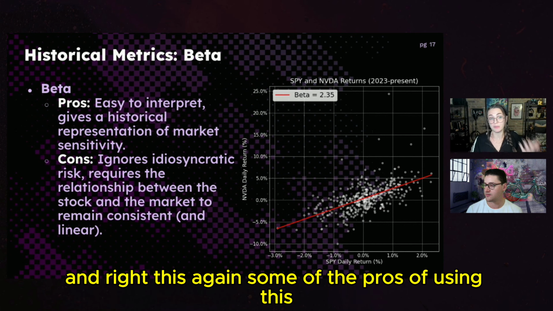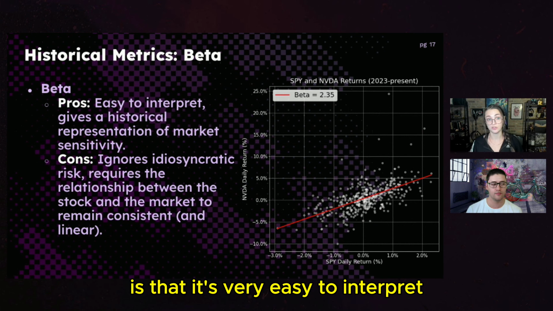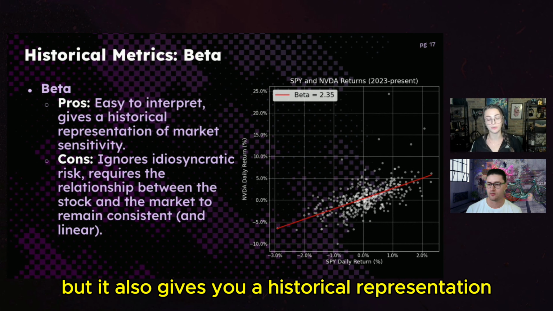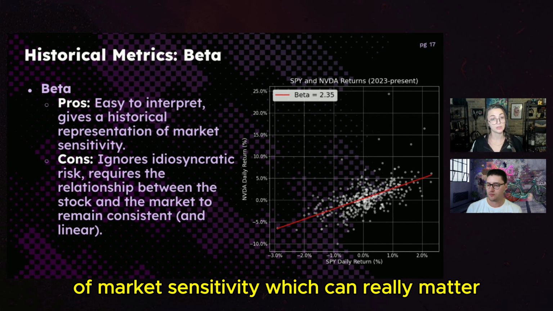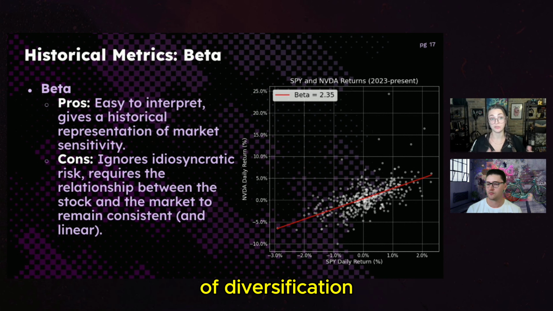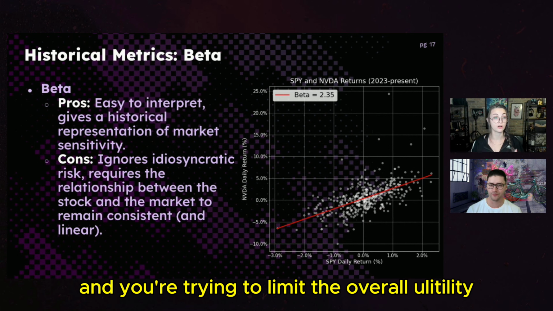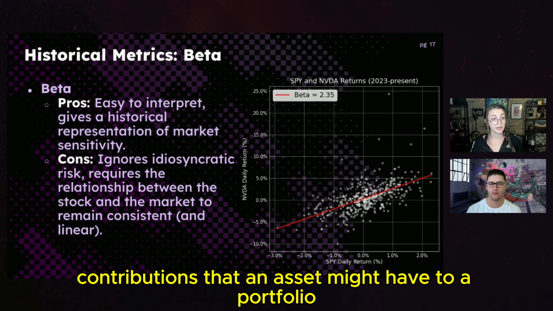Some of the pros of using this is that it's very easy to interpret, but it also gives you a historical representation of market sensitivity, which can really matter if you're trying to get some degree of diversification and you're trying to limit the overall volatility contributions that an asset might have to a portfolio.